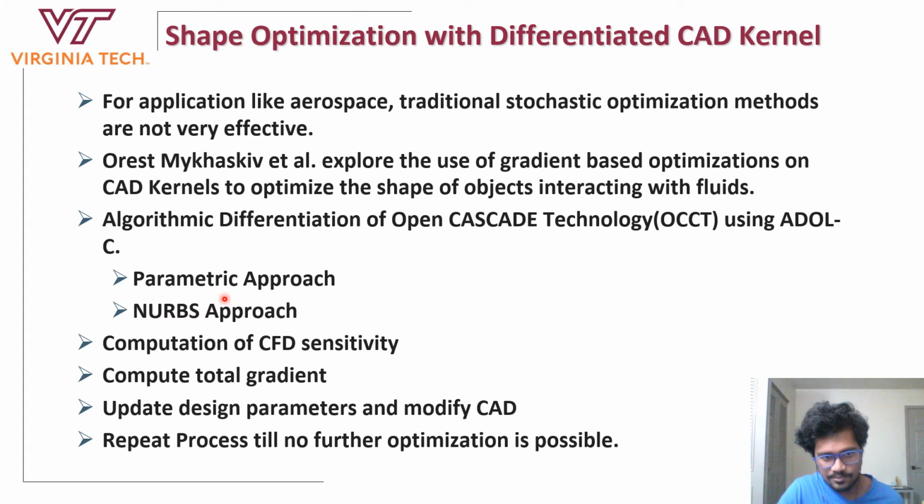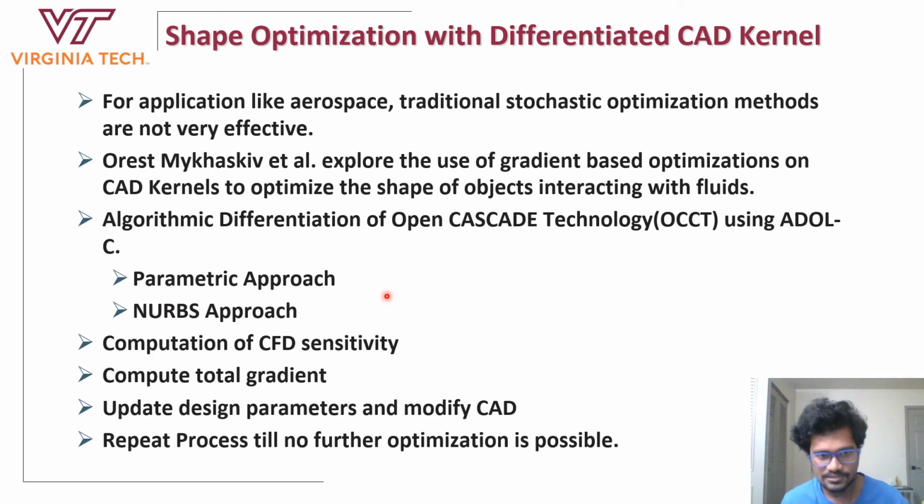In the parametric approach, we try and find out how the geometry changes as we make small changes to the parameters. The second approach is based on B-splines. As a result, we try and find out how the geometry changes as the control points of the B-spline change.